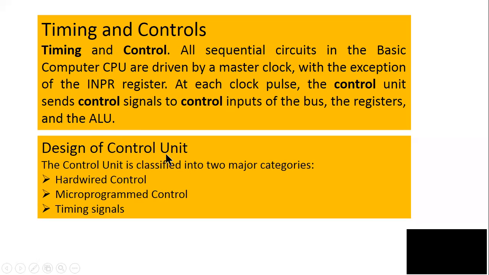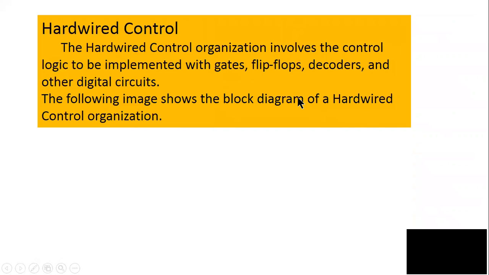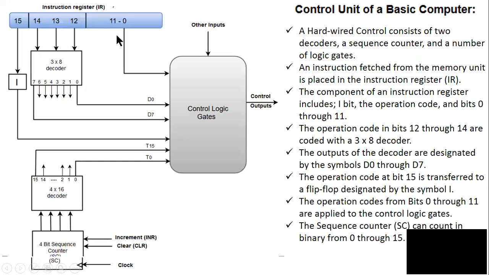Design of your control unit. The control unit is classified into major categories: hardwired, microprogrammed control, and timing signal. We'll see them one by one later. This is a general diagram of your control unit. We'll see it in detail later. This is a general diagram of your basic computer.